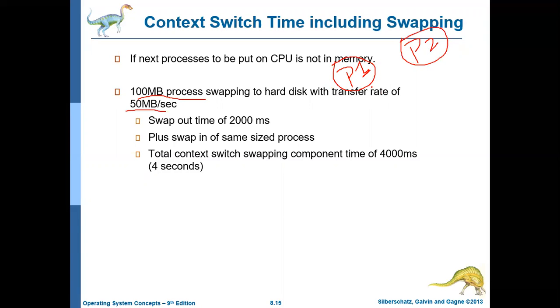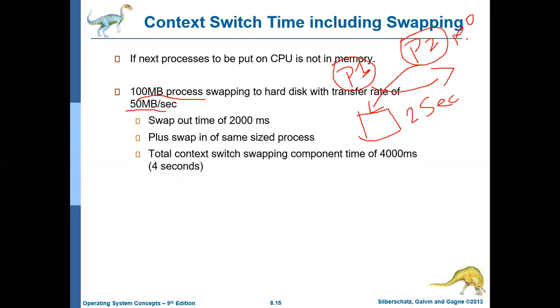Now it should be swapped. P1 should be brought to the main memory and P2 should be brought to the backing store, and the transfer rate is 50 MB per second. So how much time do we require to transfer P2 to backing store? We need 2 seconds, because P2's size is 100 MB, and 50 MB can be swapped in 1 second. So to swap 100 MB, we need 2 seconds.